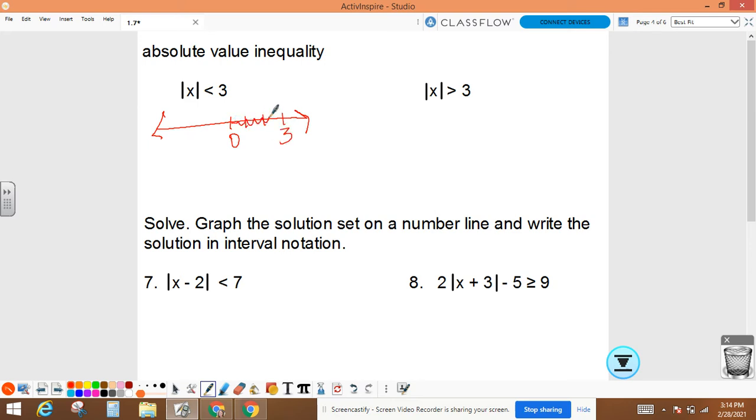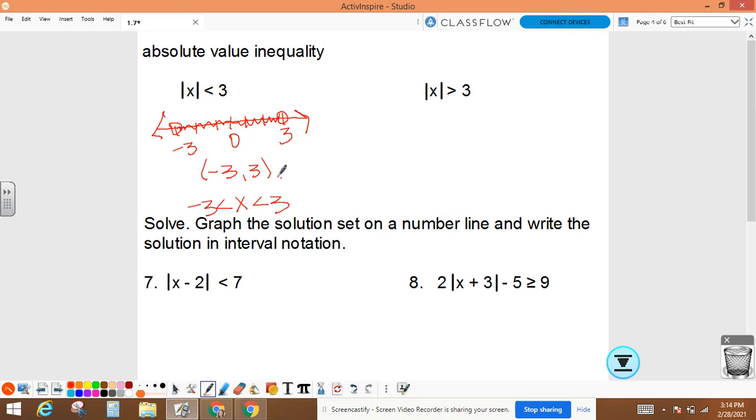So all of these numbers are less than 3 units. If I go 1, 2, 3 this way, all of these numbers are less than 3 units. So I'm saying that I want to stay between -3 and 3. I want x to fall between -3 and 3.